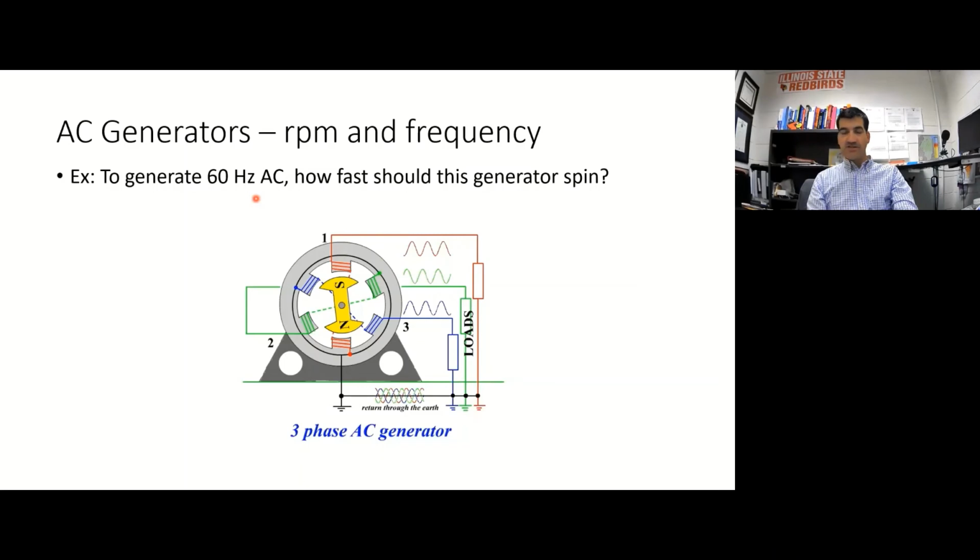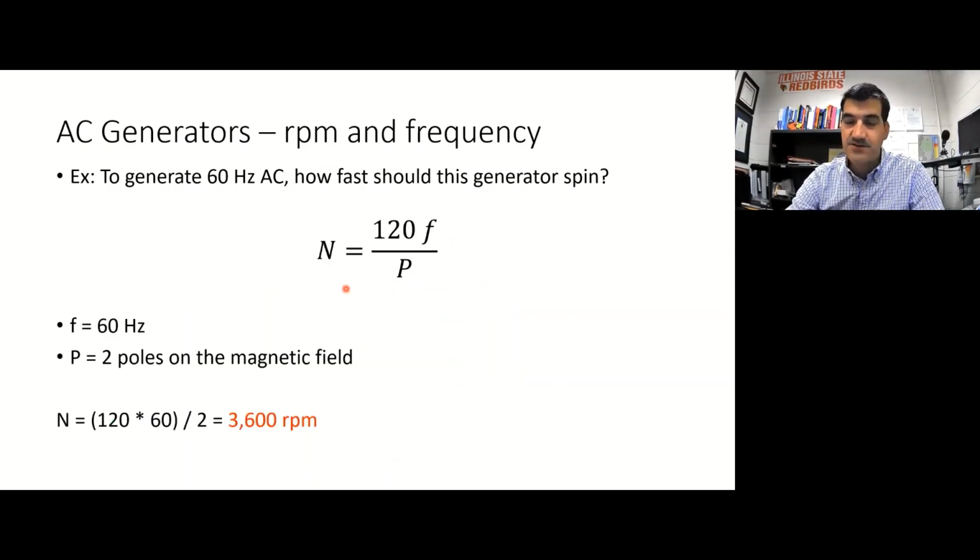And where's the magnetic field on this machine? A lot of people say when they're first doing this problem that the magnetic field is around the outside on the stator, but it's not. The magnetic field is right here on the rotor. It's this permanent magnet right here. So P equals 2. There are 2 poles on this magnetic field. To solve this, take 120 times 60, divide by 2, and you will get 3,600 RPM. So that generator needs to spin 3,600 RPM in order to produce 60 hertz output.